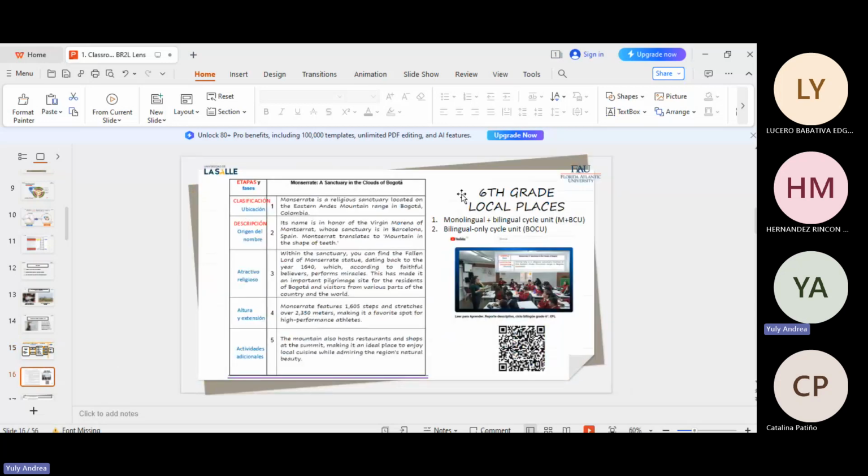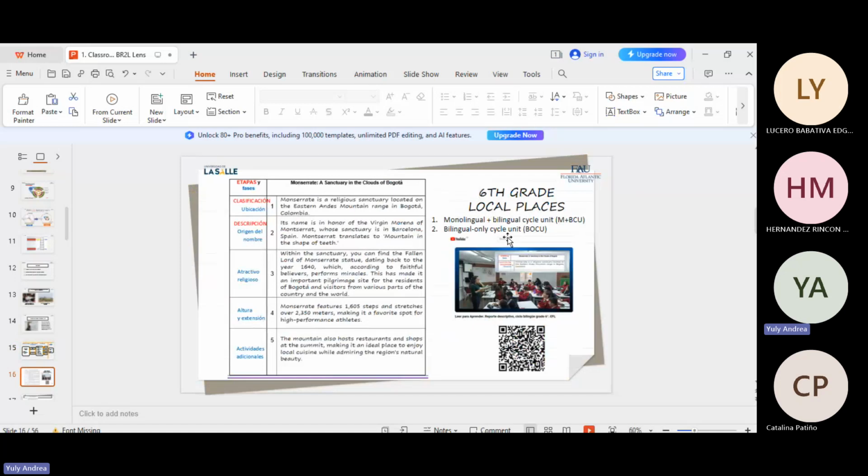This is the text that I applied with 6th grade students, and the topic was local places. If you want to see more about this, you can scan this code, and I have a video on my YouTube channel with one part of the class. So basically, as you can see, there is a text, and based on that text, I developed the whole unit. You can see more in the code that is in there.